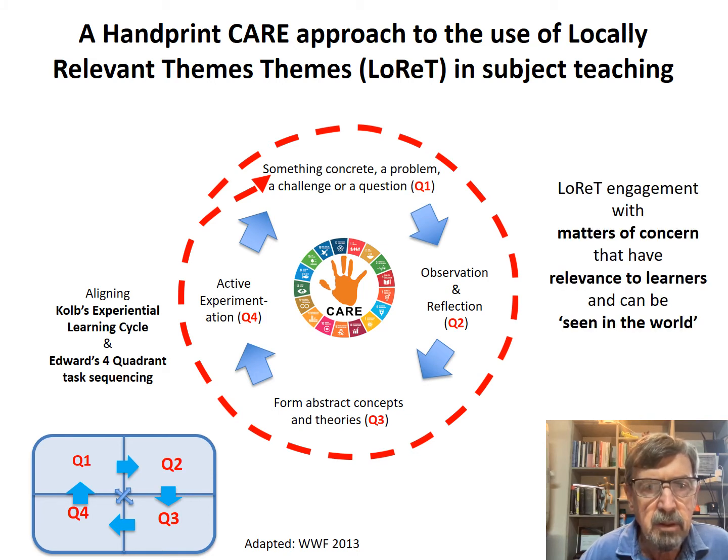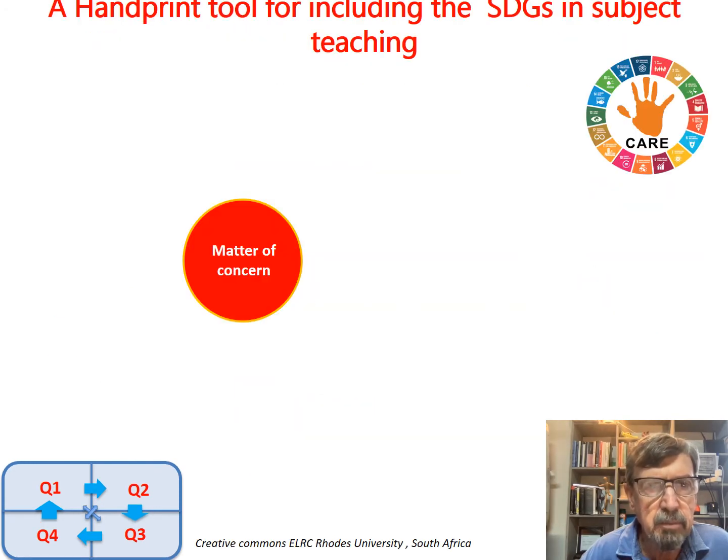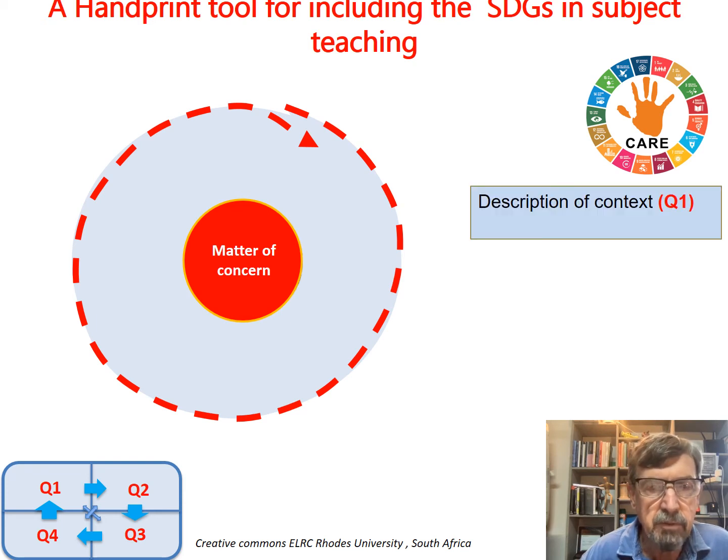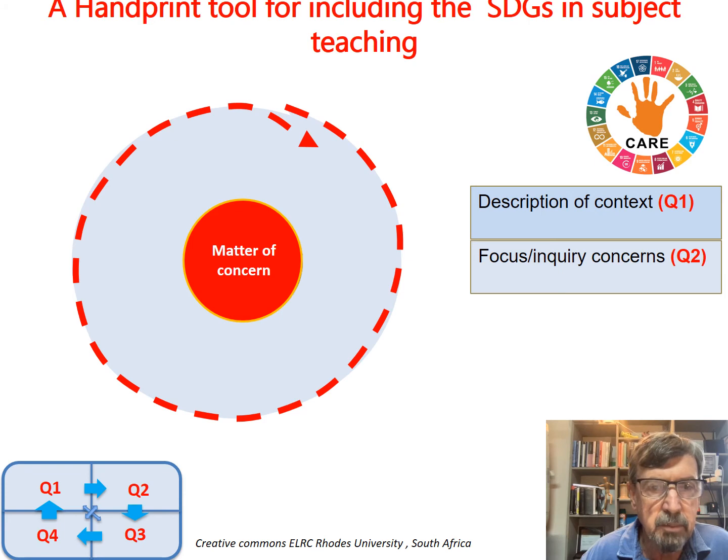So the LoReT was an engagement with matters of concern that have relevance to learners. And what the teacher said was important was the learners would be able to see things in the world as they worked. Now, the interesting thing was to then bring in the Sustainable Development Goals around these matters of concern. And it had quite a significant impact in our circles of care, where we started off with the description of the context. Then we went into the focus, concerns, and the inquiry component.